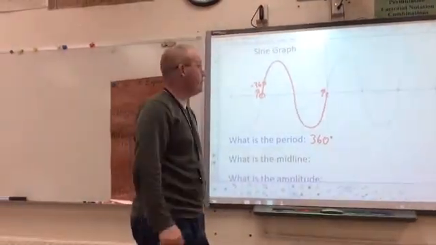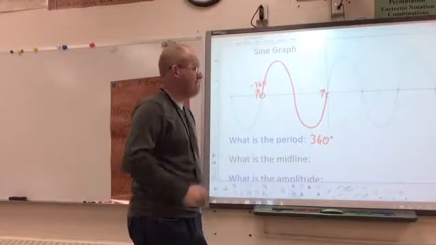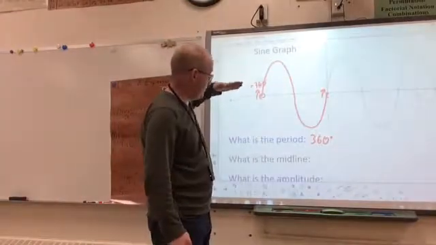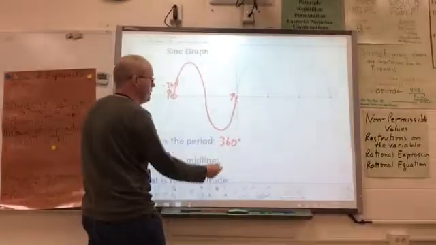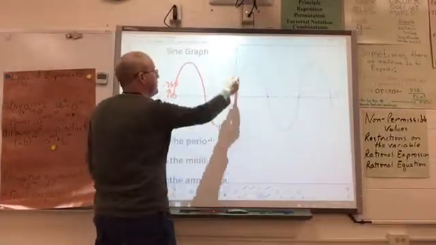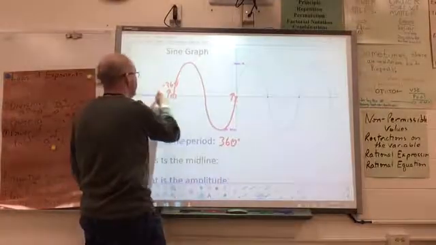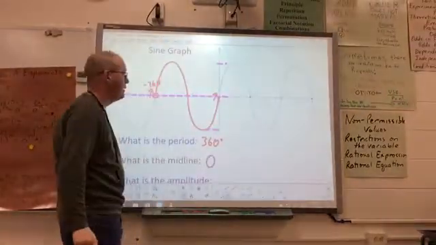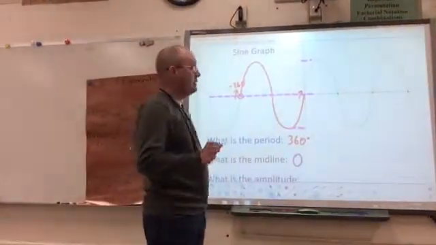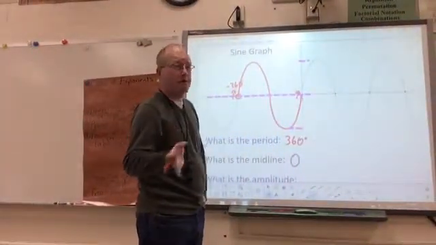Now, I want to point out something here. That's one way to measure it. Now, the problem is sometimes the midline is hard to find. But minus 1 is the bottom, plus 1 is the top, so 0 is the midline. All right? Now, that's easy to find. Sometimes it's a pain.